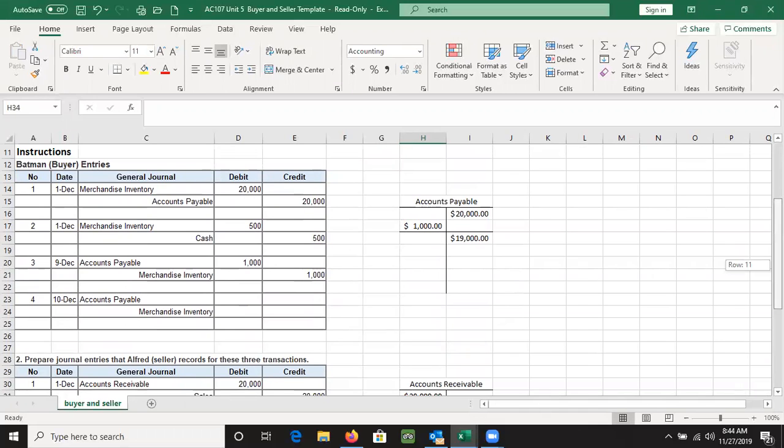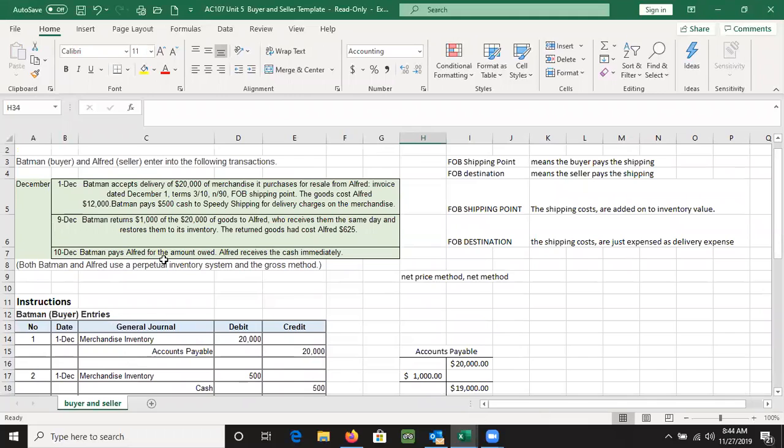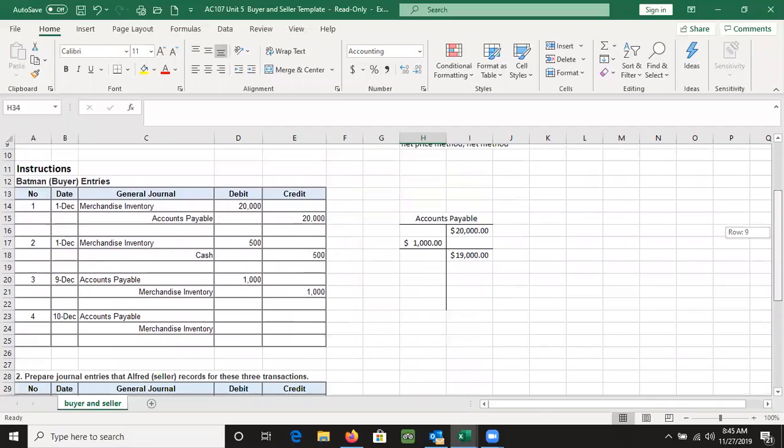So now let's go up to December 10th. Batman pays Alfred for the amount owed. Alfred receives the cash immediately. Here's the first thing we have to say. On December 10th, when Batman pays his balance, is it in the discount period? So let's refer up here. Batman could get a 3% discount if he pays within 10 days. This happened on December 1st. December 10th is the 10th day. So Batman would get the discount. So this is going to change the actual cash that Batman has to pay. He's getting a discount. So here, from Batman's point of view, it's really easy to start with.